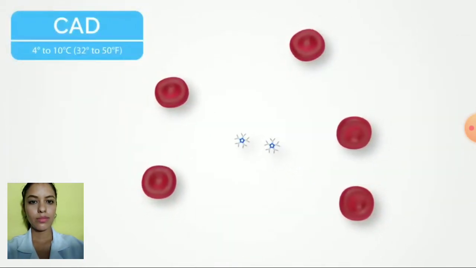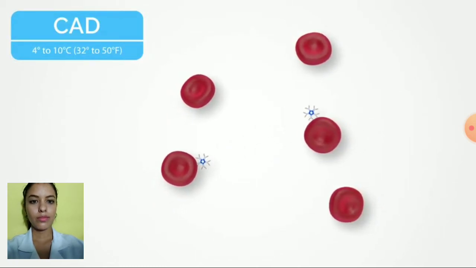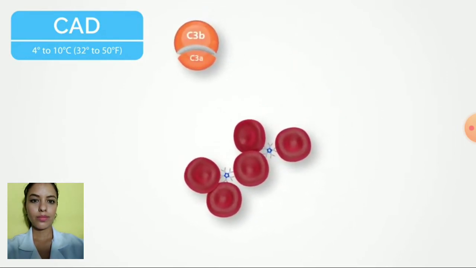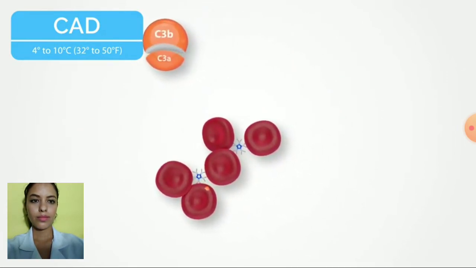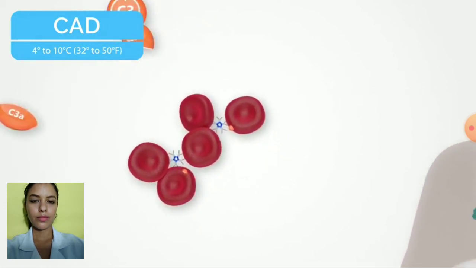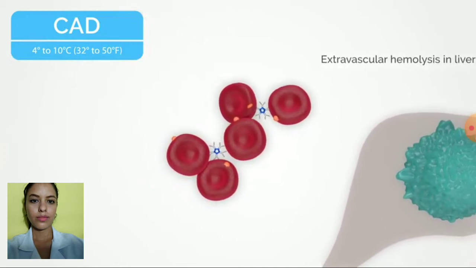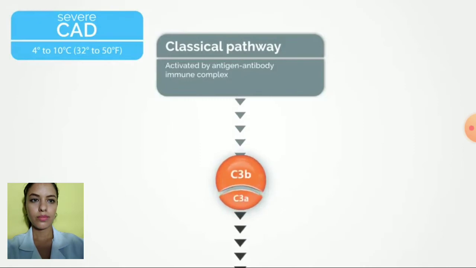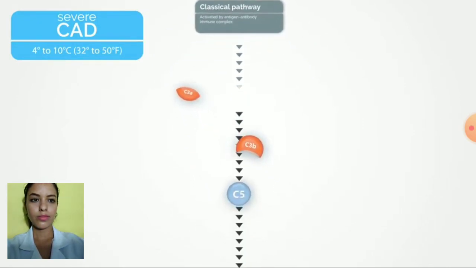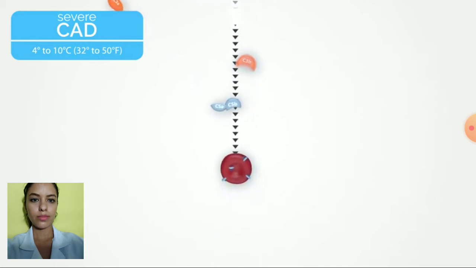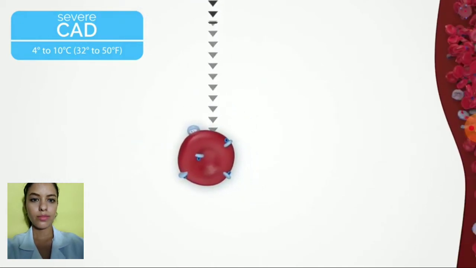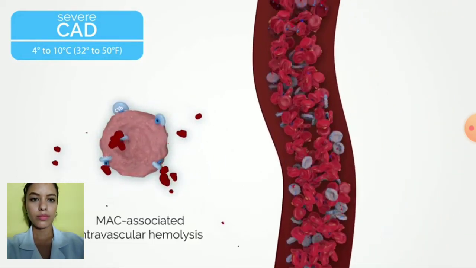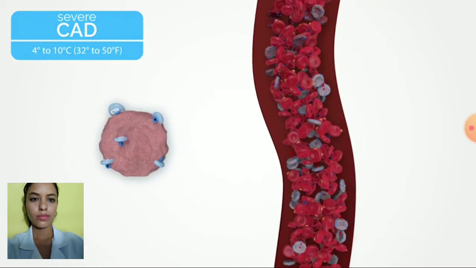In CAD, IgM antibodies improperly bind to self-proteins on the surface of red blood cells, causing them to clump together, strongly activating the classical complement pathway, which leads to the accumulation of C3b on the cell surface, resulting in extravascular hemolysis. In severe CAD, C3b activates the whole complement cascade, causing the formation of membrane attack complexes, known as MAC, which form holes in the surface of red blood cells, resulting in hemolysis inside blood vessels, called intravascular hemolysis.